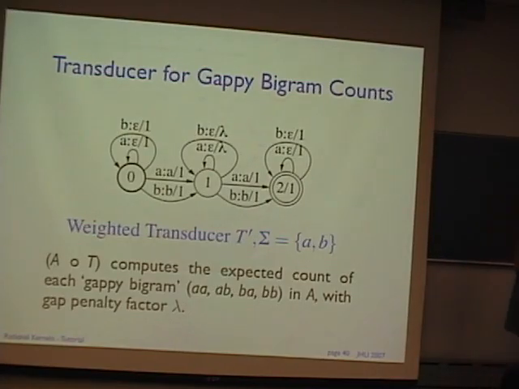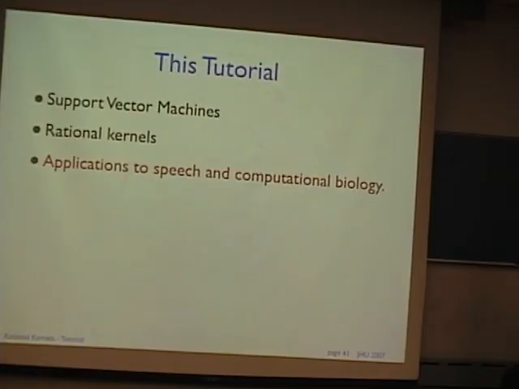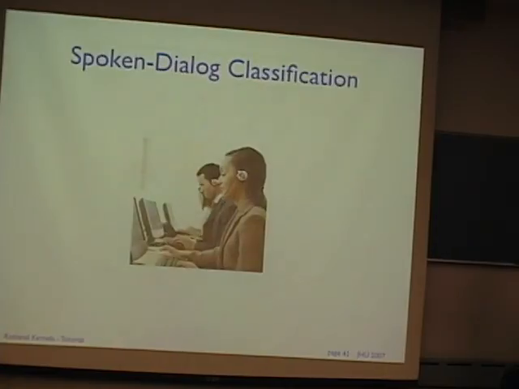So now that you know what rational kernels are, and hopefully soon we'll have the software for playing around with them, I'll show you some applications to speech and computational biology. This was, of course, done with the old libraries back at AT&T. Our results: we start out with spoken dialogue classification.